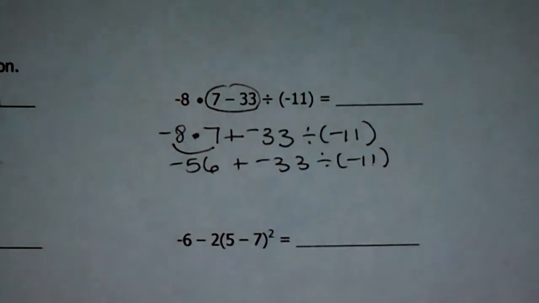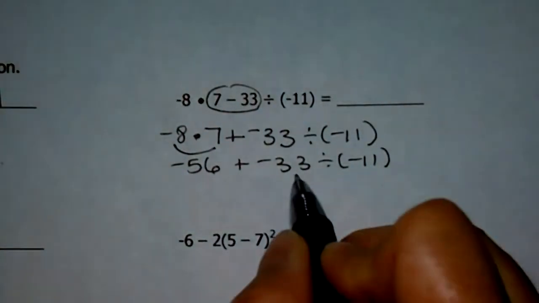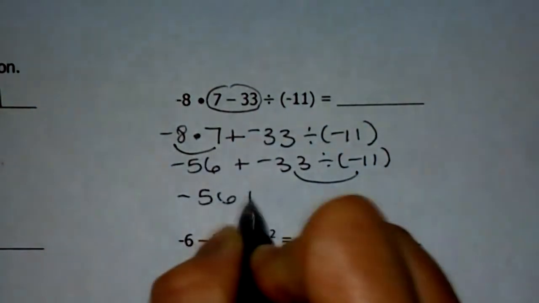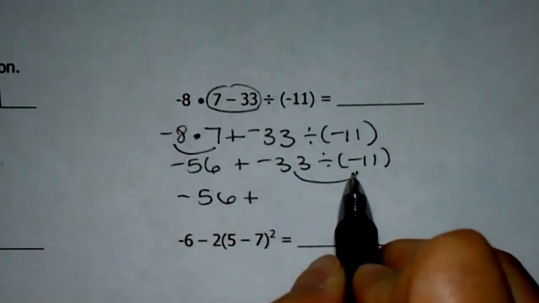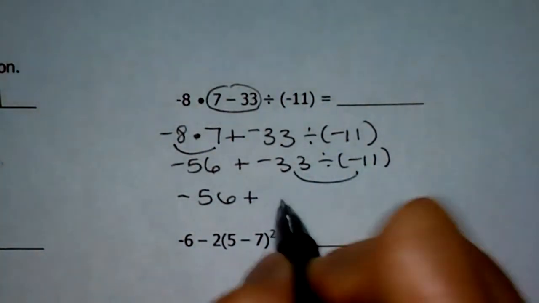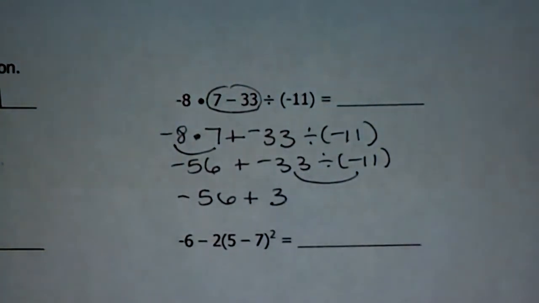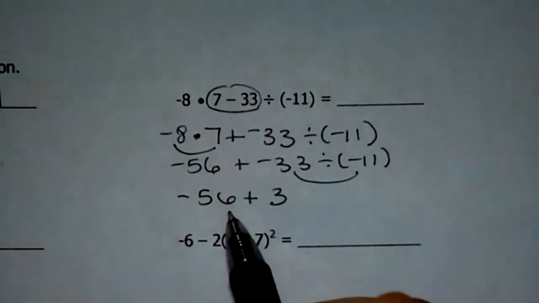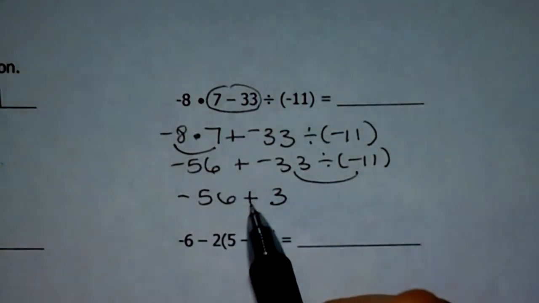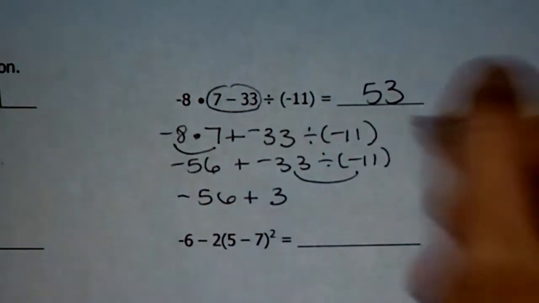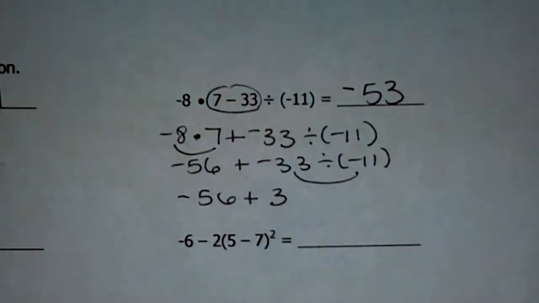Now I need to solve, again, this division problem before I can add. So I still have -56. -33 divided by -11. 33 divided by 11 is 3. A negative divided by a negative is a positive. So this is what's left. I see I have one of each and I'm adding. That means subtract the digits and take the sign of whatever you have more of. We have more negatives than positives. That means my answer is a -53.